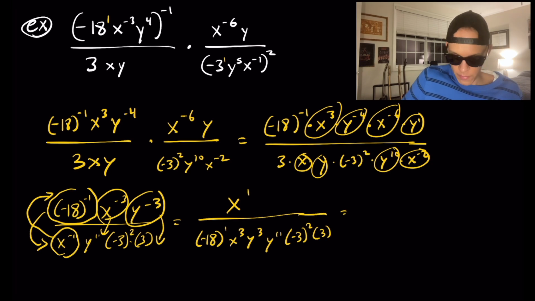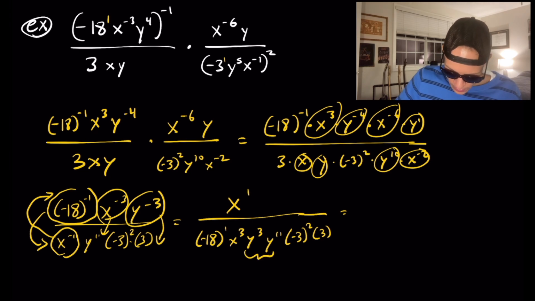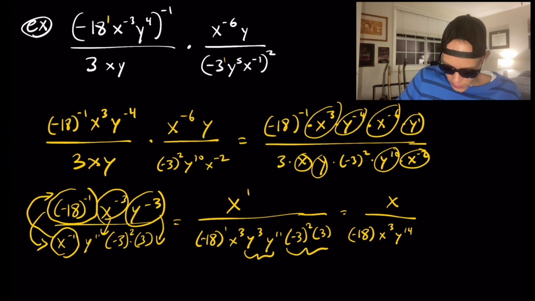So kind of a beast of a problem, but just goes to show you that there are multiple steps involved. You want to take your time with everything. So I can combine those as well and get y to the 14th. So I will have x over negative 18, x to the 3rd, y to the 14th. I might as well just simplify that. Negative 3 squared is 9, and then times 3 is 27.